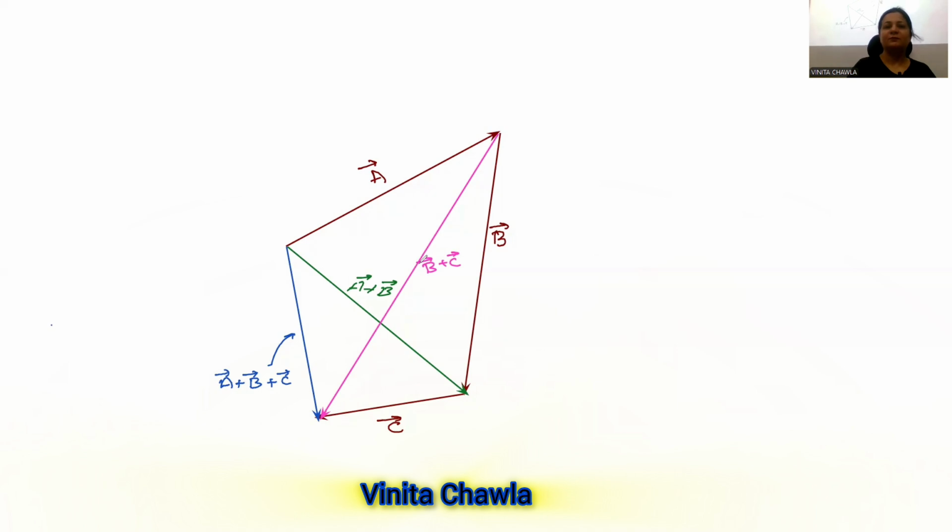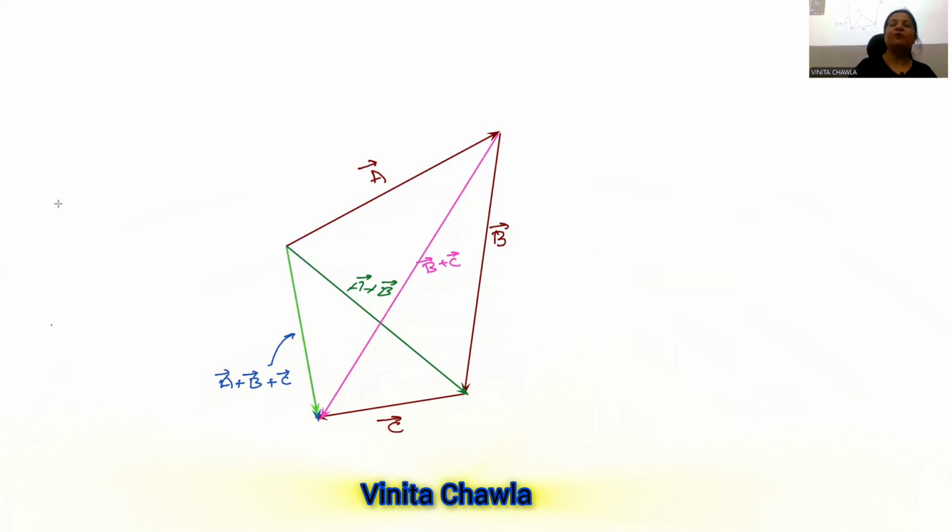And for A, from A's starting point to the end of B plus C, right? So where is the vector? This, the same vector, right? Look at the pink vector and the maroon vector. Vector A and vector B plus C. So when we draw the resultant vector, we get the same vector. This vector will point in the same direction.